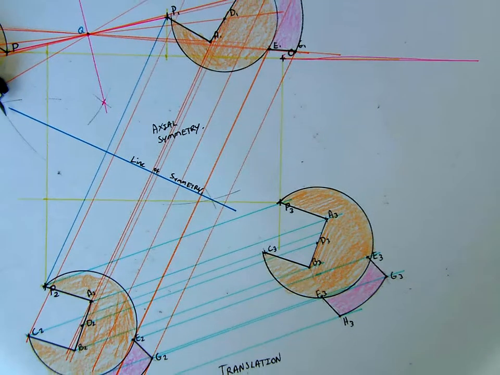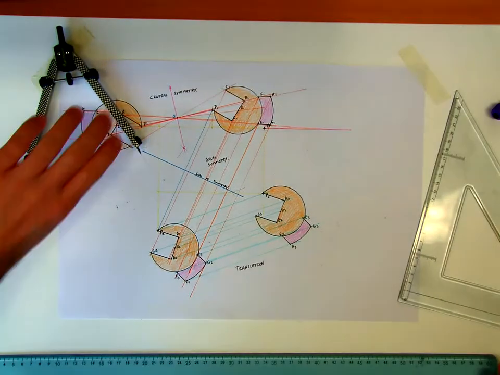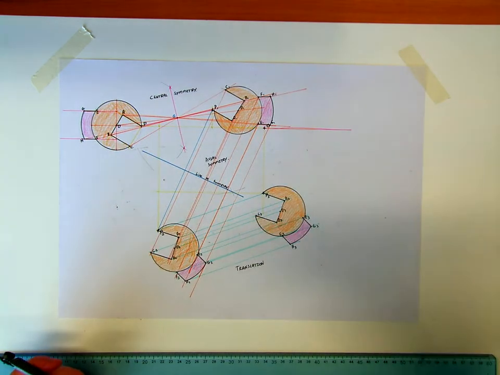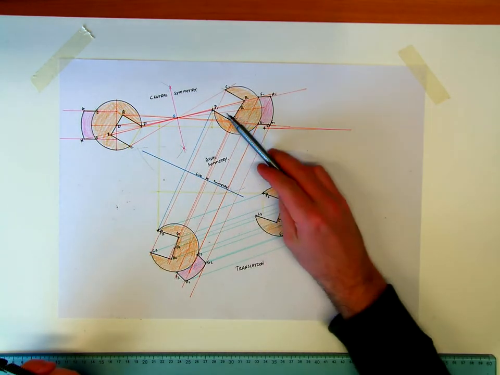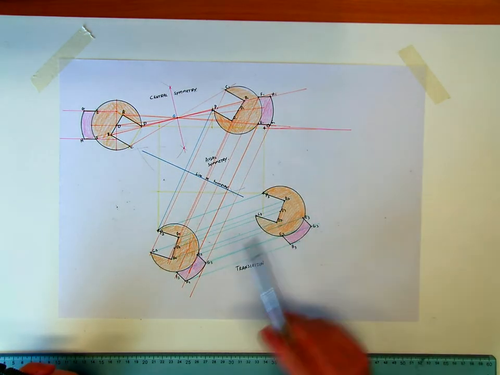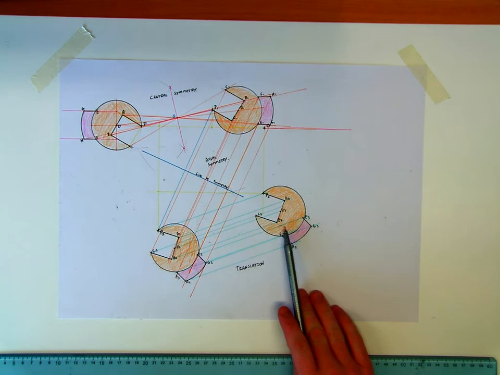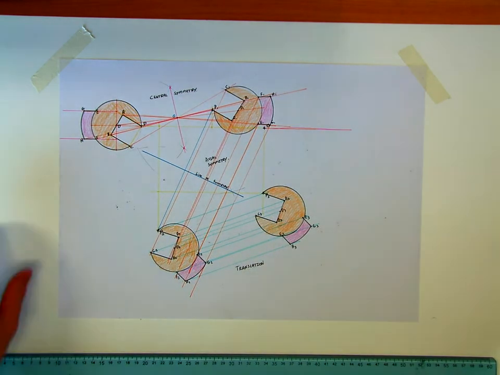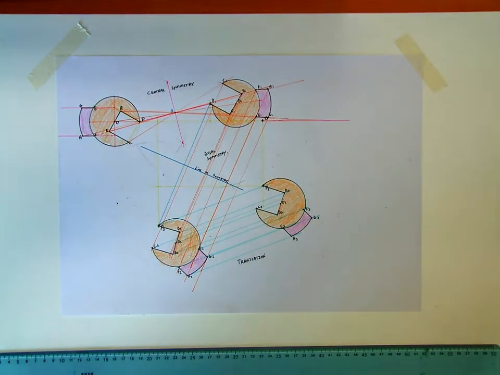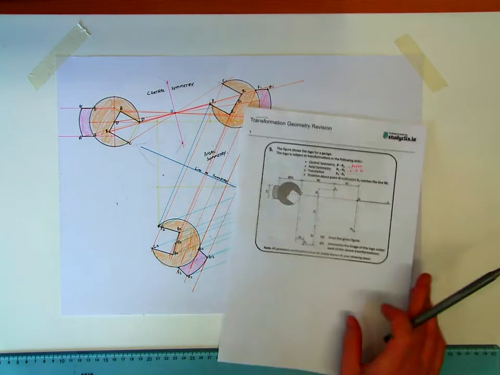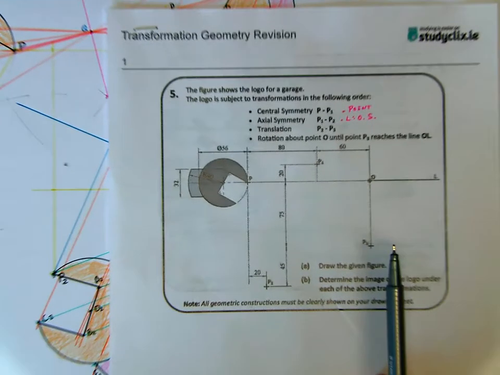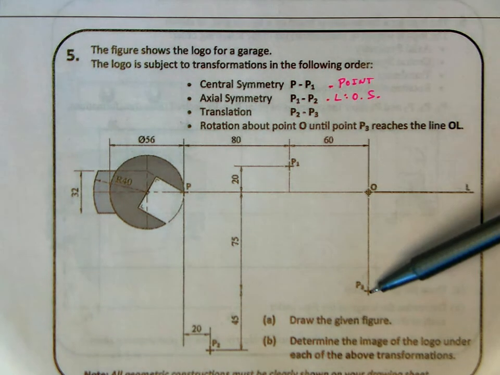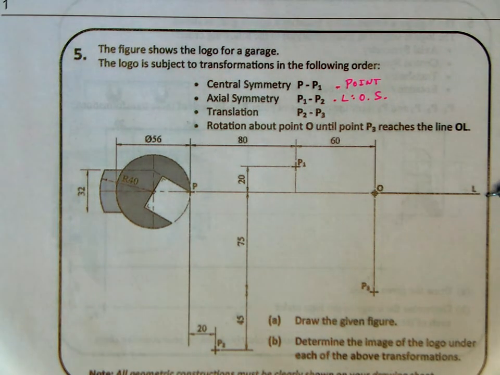Okay, so let's just look at what I've done so far. I have my central symmetry complete, I have axial symmetry complete, and I have a translation done from P2 to P3. So my last bit now, if I just want to look at the question one more time, is I have a rotation from O, P3, until it hits the line from O to L.